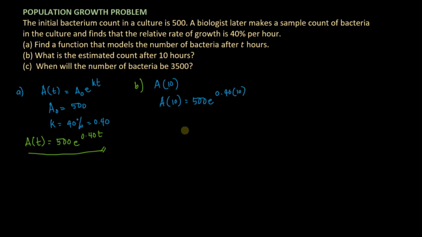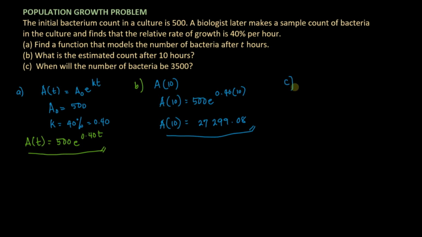Using your calculator, you just input this directly, and it will give you approximately 27,299.08. So after 10 hours, the number of bacteria will be 27,299.08, or you can approximate this as 27,299.